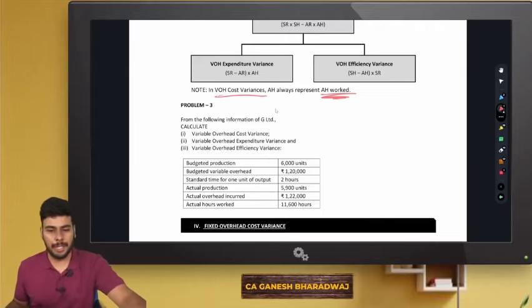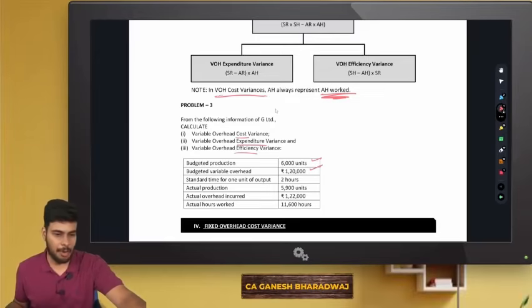From the following information of G Limited, calculate the variable overhead cost variance, expenditure and efficiency variance. Look at this. Budgeted production. Read the wordings carefully. Budgeted production, 6,000 units. Budgeted variable overheads, 1,20,000.